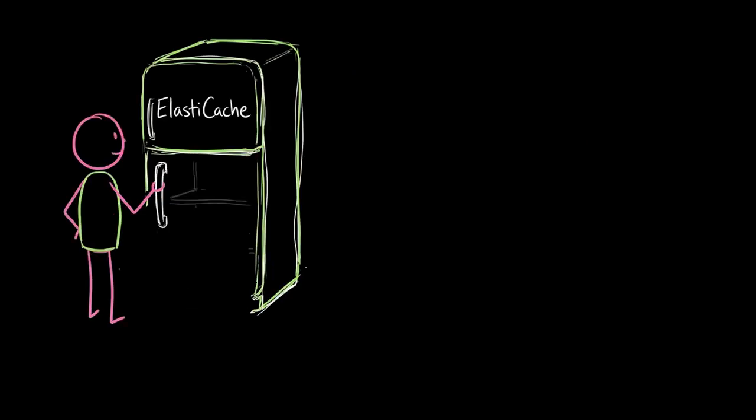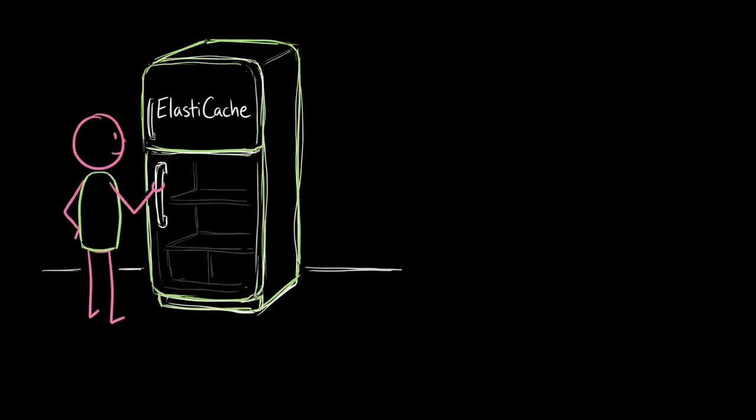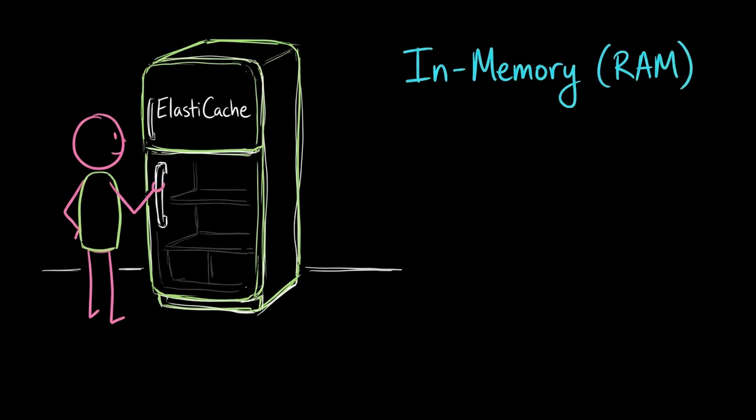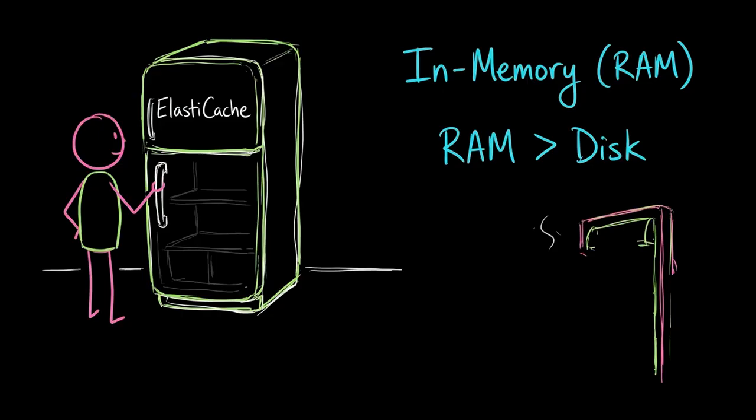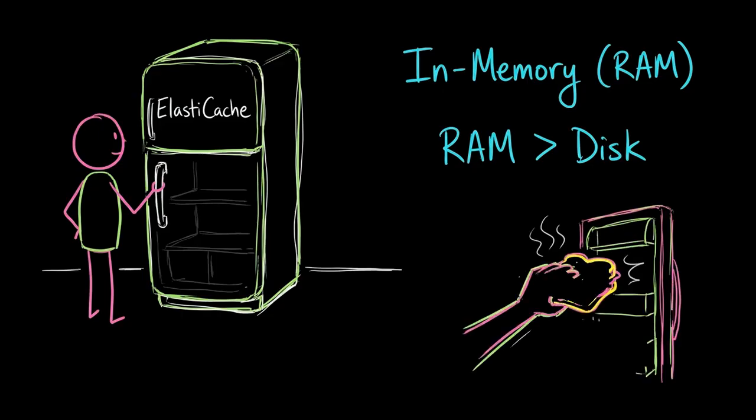That work is powerful, but it takes time and energy. ElastiCache is like a refrigerator sitting right next to the user. Instead of cooking again, it stores ready-to-eat copies of your most frequently requested data directly in memory, also known as RAM. Memory is dramatically faster than disk. When a user asks for something that's already in the fridge, ElastiCache hands it over instantly and skips the chef entirely. ElastiCache supports two popular open-source engines, Redis and Memcached, both designed for speed and simplicity.